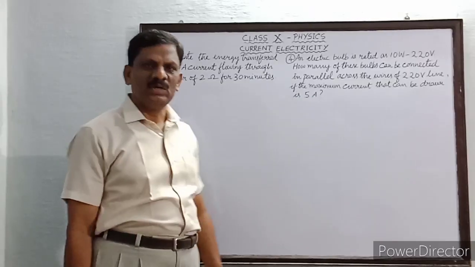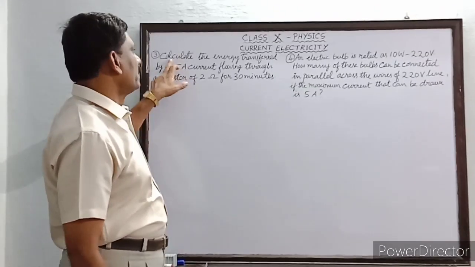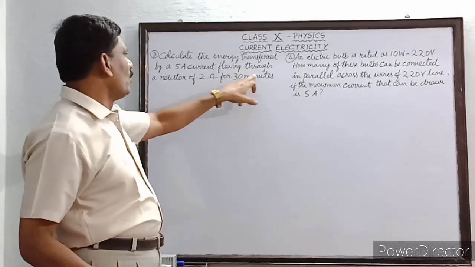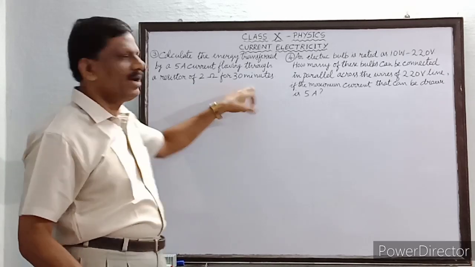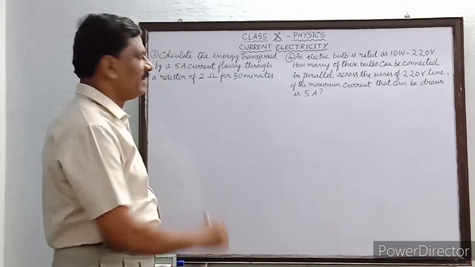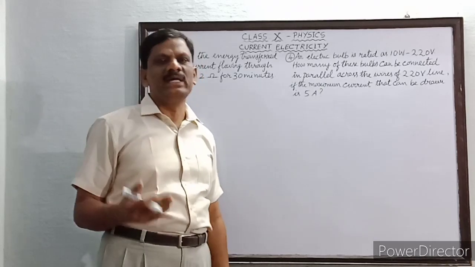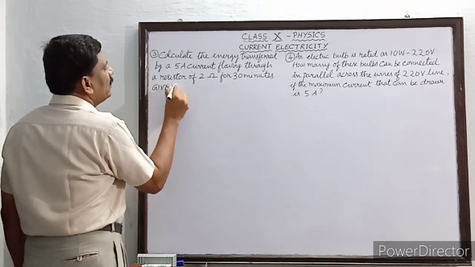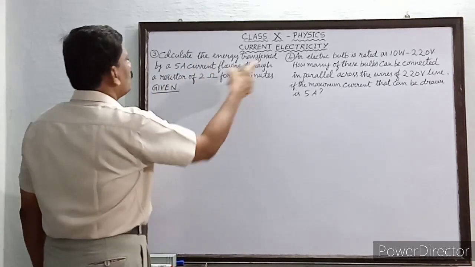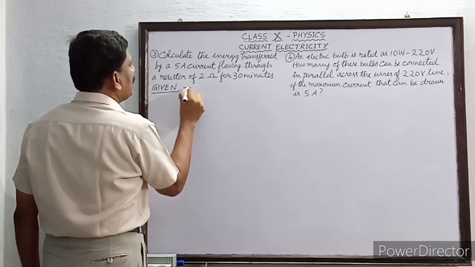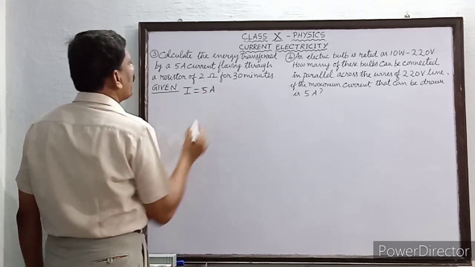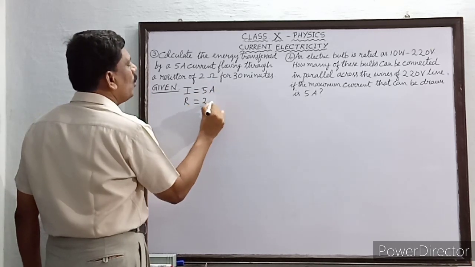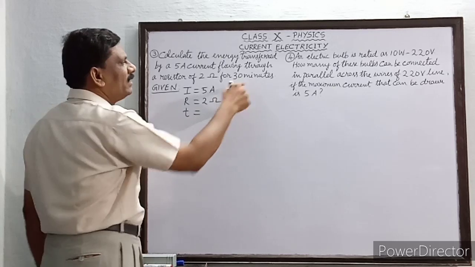Now the third problem I will read. Calculate the energy transferred by a 5 ampere current flowing through a resistor of 2 ohm for 30 minutes. So after reading the problem, as I told you, list out the given quantities. So 5 ampere current means the current I is equal to 5 ampere. Then it is flowing through a resistor R. R is equal to how much? 2 ohm. And the time is given in minutes.